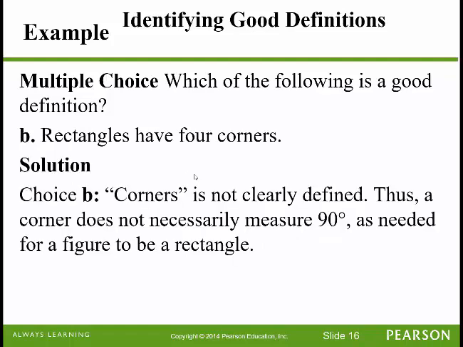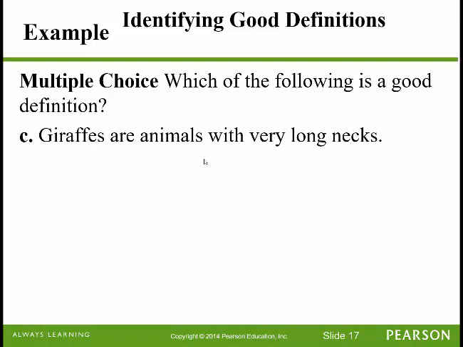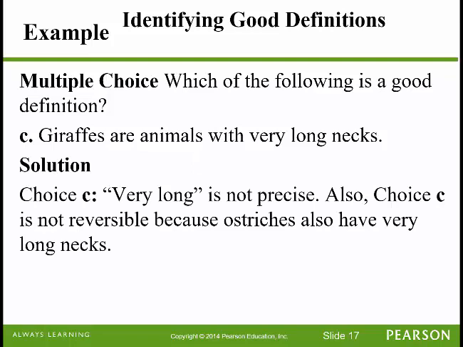Rectangles have four corners. Corners is not clearly defined. A corner does not necessarily mean 90 degrees, as needed for a figure to be a rectangle. So you could draw something that has four corners that is not a rectangle. So that is not a good definition. Giraffes are animals with very long necks. You can kind of see where this is going. Very long is not precise. Also, choice C is not reversible because ostriches also have very long necks, but they're not giraffes.